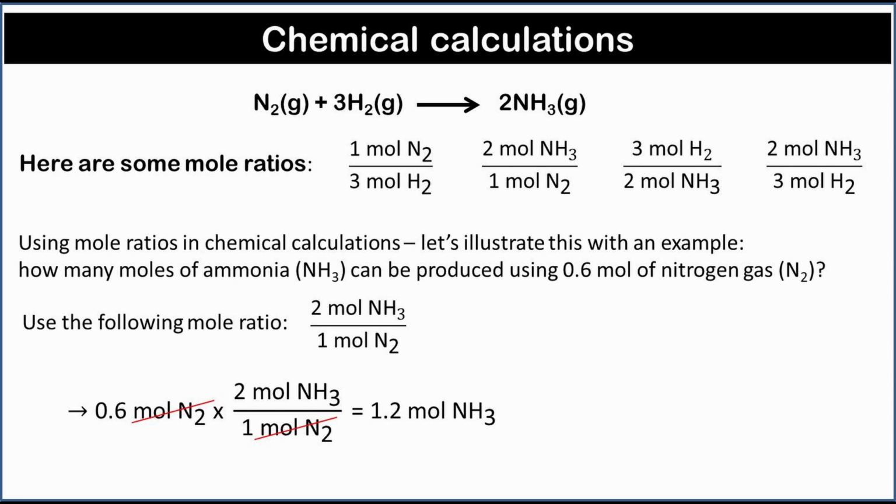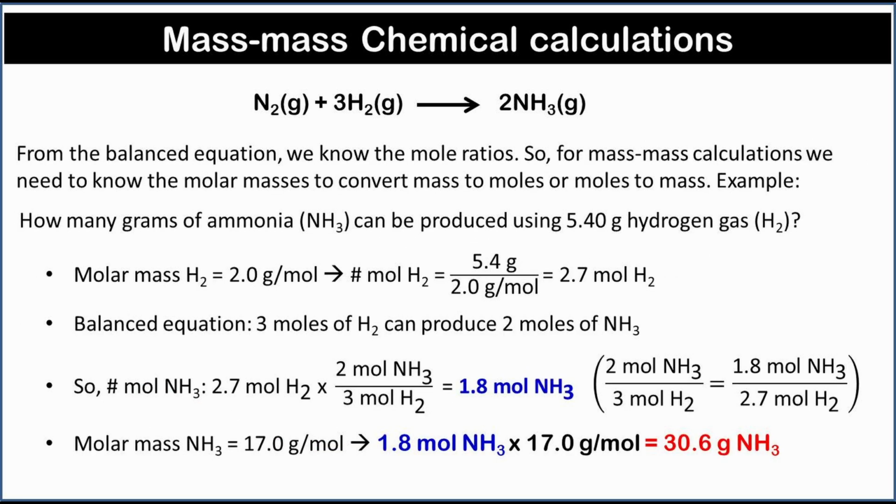Let's illustrate this with an example. How many moles of ammonia can be produced using 0.6 moles of nitrogen gas? 1 mole of nitrogen gas can produce 2 moles of ammonia gas, a mole ratio of 2 to 1. Therefore, 0.6 moles of nitrogen gas can produce 1.2 moles of ammonia gas, since the mole ratio must be 2 to 1. Mole ratios can be used in mass-mass chemical calculations.